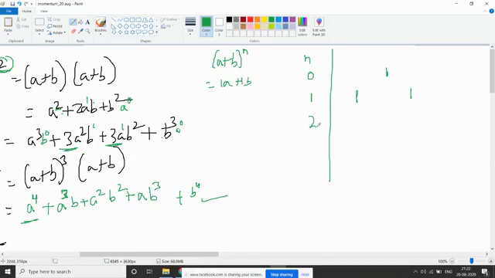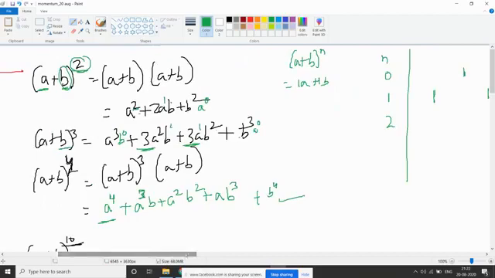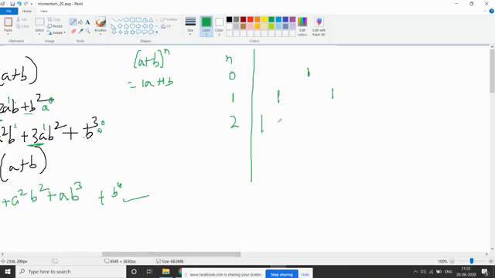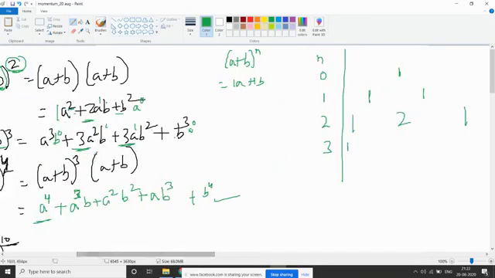If I write power 2, the coefficients are 1, 2, 1. Here I'm writing just the coefficients. When the power is 3, as you can see here, it is 1, 3, 3, 1.